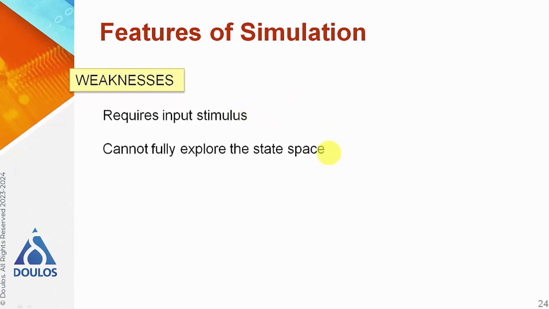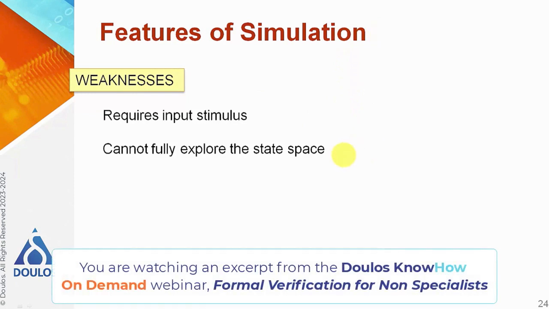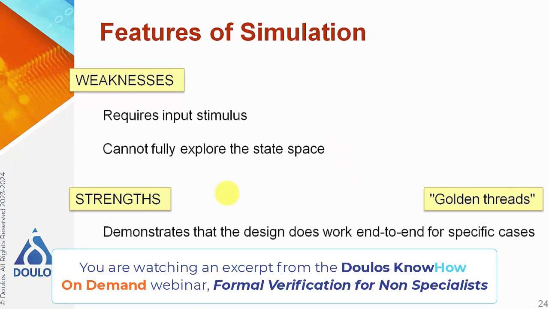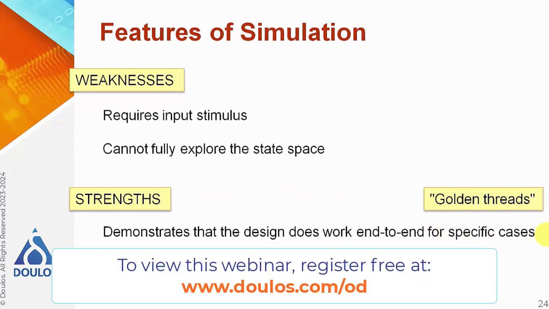And also, simulation can barely scratch the surface of the state space of the design, and that's a significant weakness for simulation. And of course, when I say simulation, that weakness would apply equally for emulation or for FPGA prototyping. But simulation also has some enormous strengths. Simulation can demonstrate that the design works end to end for specific cases, and of course those strengths also apply to emulation and prototyping.